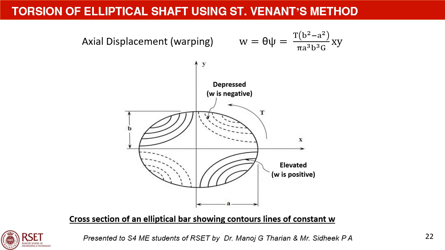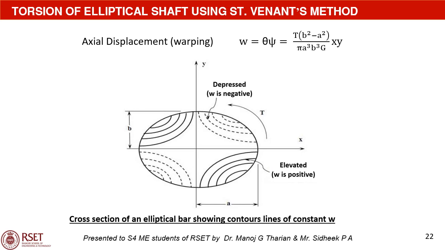To find out the warping in the case of an elliptical cross section subject to a torque, we make use of the expression displacement along the z direction w is equal to theta into psi. Substituting for theta and psi from the equations 8 and 5 respectively, we get w is equal to T into b square minus a square divided by pi a cube b cube into G whole into xy.